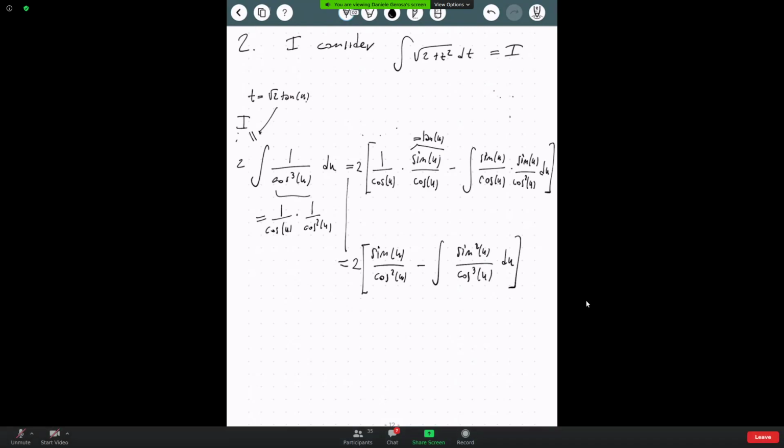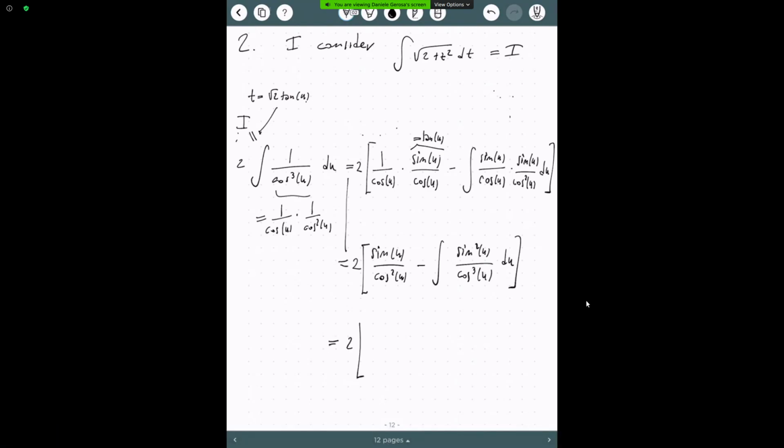Now I do another almost empty step. I do sine of u over cosine squared of u minus the integral, and I write the sine squared as 1 minus cosine squared, divided by cosine to the power of 3 of u in du.